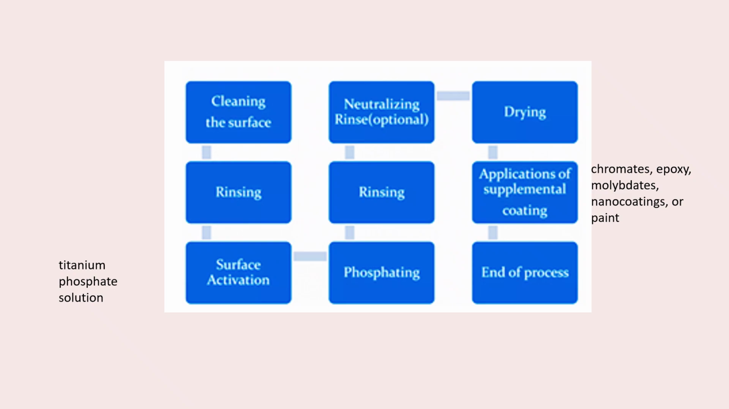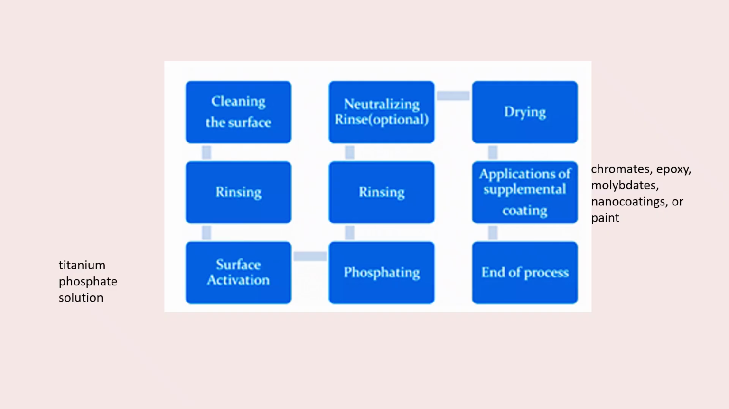The complete process of phosphating can be explained by this flow chart. So the first process is cleaning the surface, then rinsing with water, then activating the surface. For activating the surface, one example is you can dip it in titanium phosphate solution for just 30 seconds. Okay. Then rinsing with water once again, and then undergoing the phosphating process.